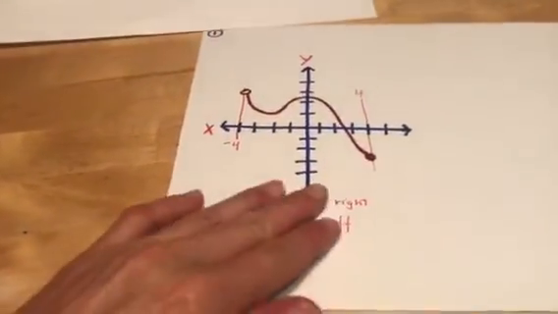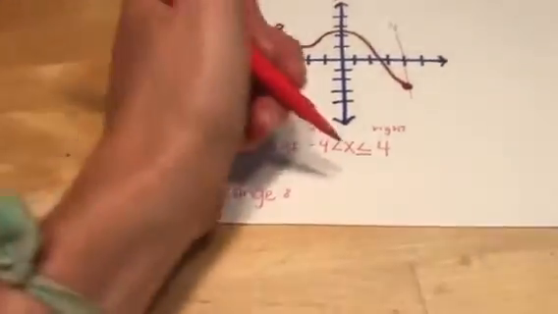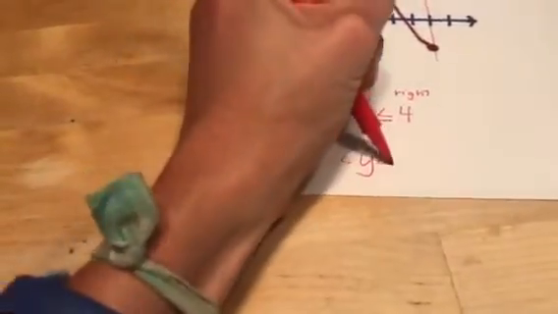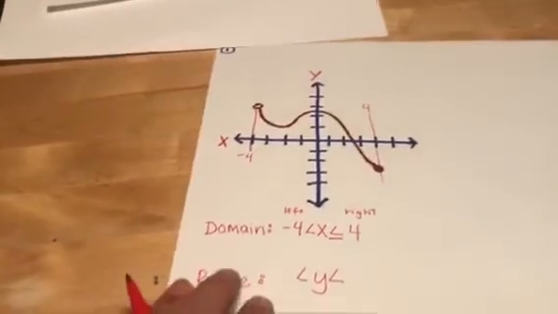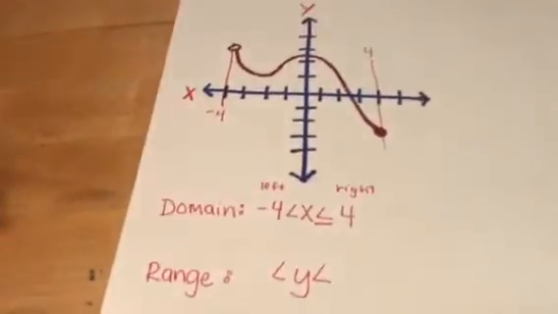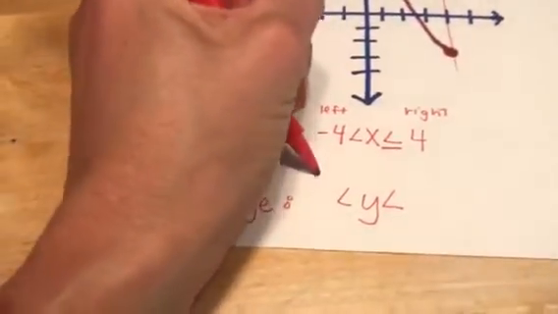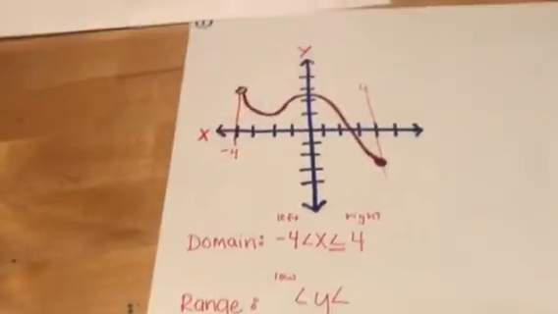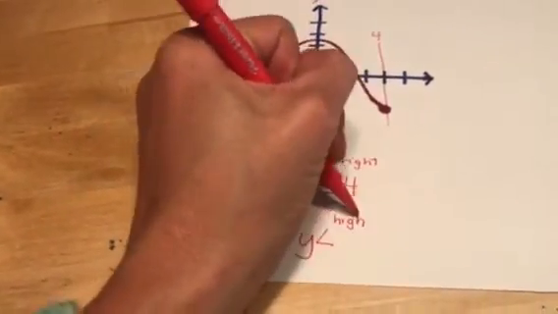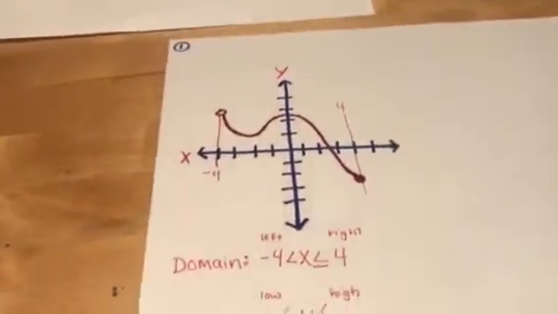All right, next, the range. So the range is talking about the y-axis. So we start with our y and our two less than symbols. And our y-axis goes from low to high. So we are looking for the lowest part of the graph and the highest part of the graph. All right, so let's zoom in here.